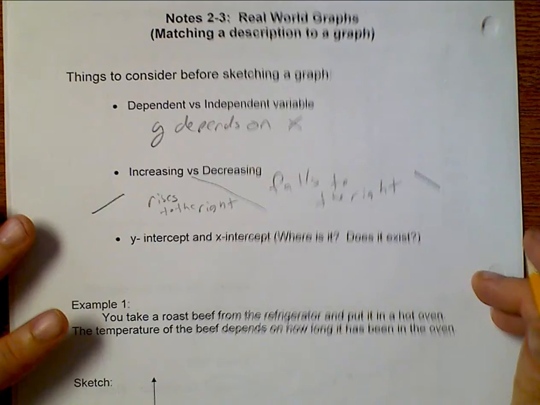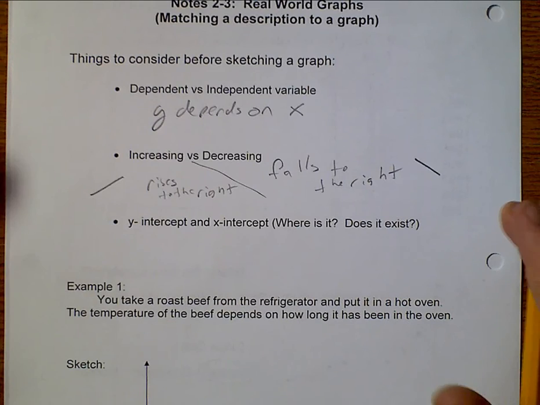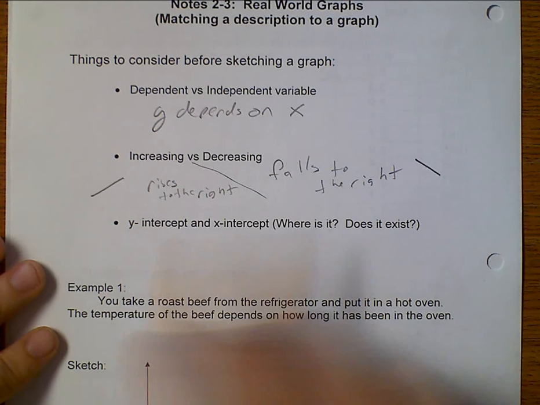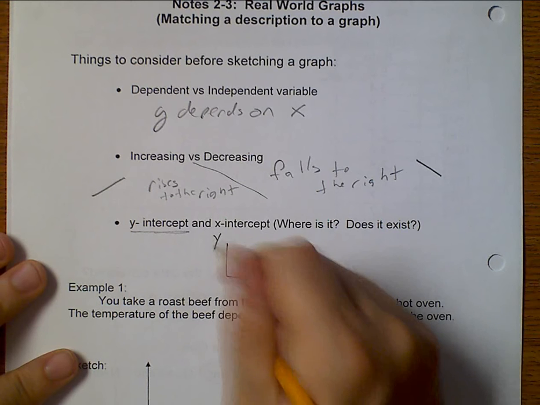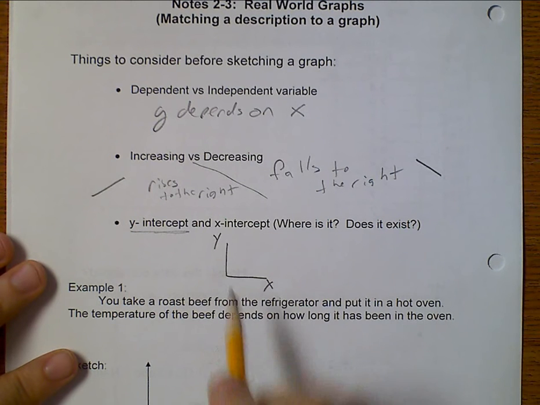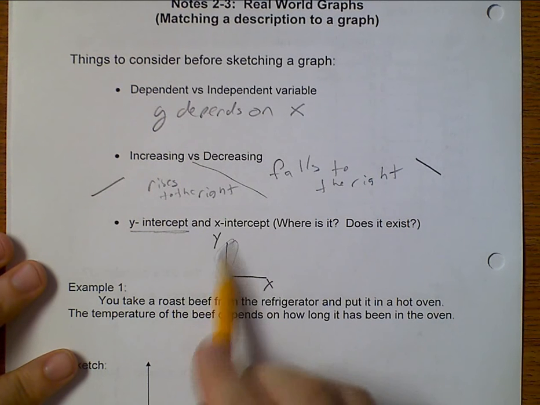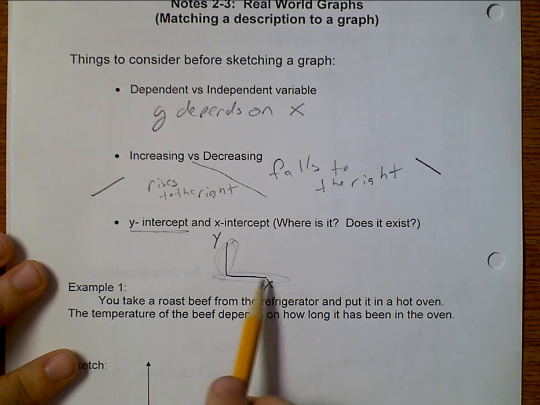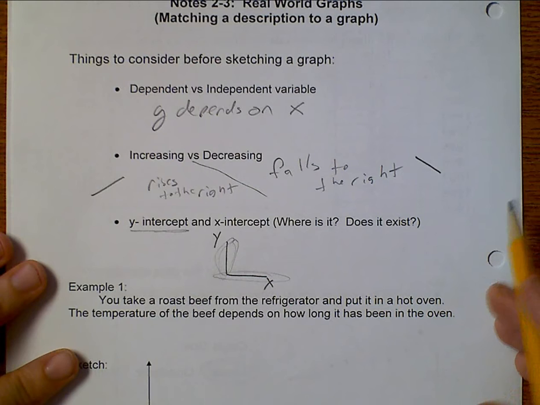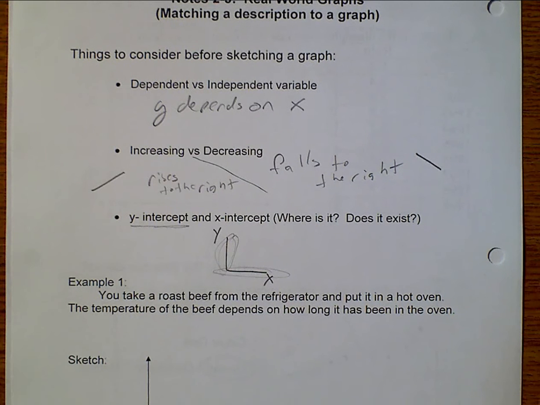And then y-intercept and x-intercept. Okay? Y-intercept, this is the y-axis, this is the x-axis. Does your graph hit this line? Does it make sense? Does your graph hit this line? Where would it, and does it make sense for it to actually hit that line? So let's go ahead and take a look.